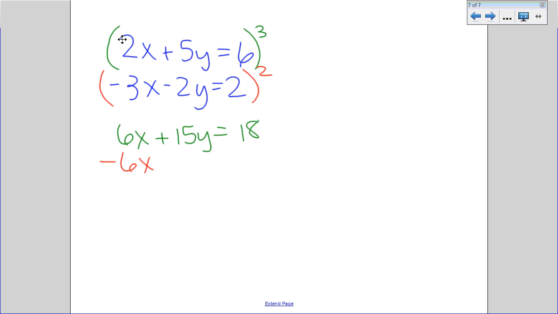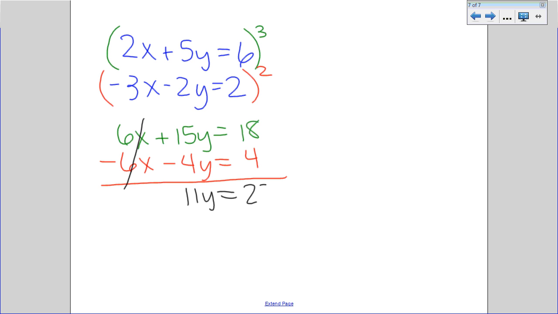2 times negative 3 is negative 6. We knew that. 2 times negative 2 is negative 4y. Are x's going to cancel now? Yeah. And as long as we multiply everything in the equation by the same value, guys, it stays a true statement. It stays an equation. 11y equals, what's 18 plus 4? 22.